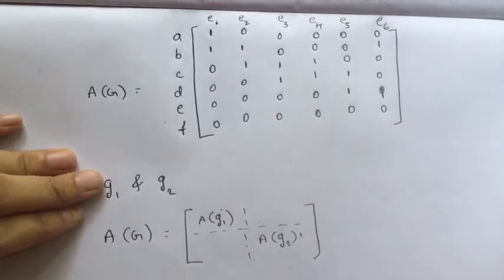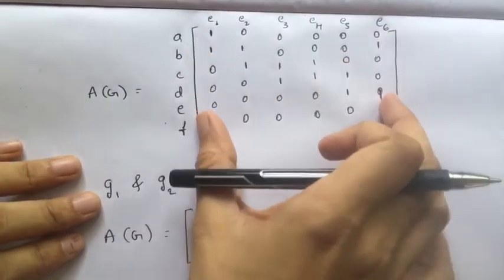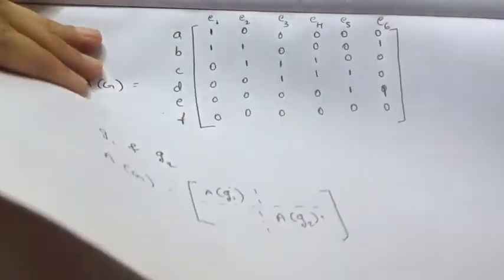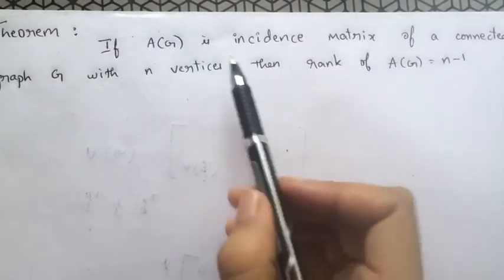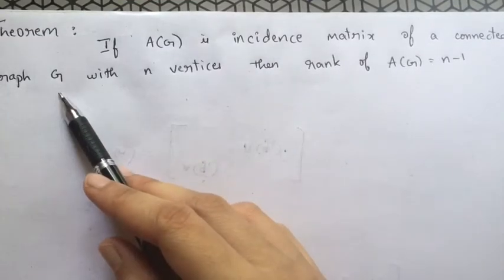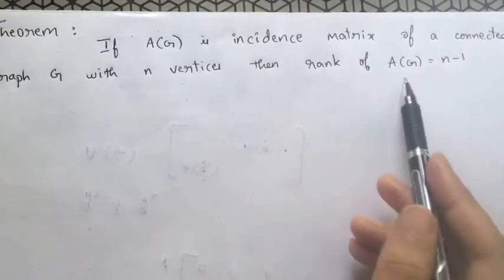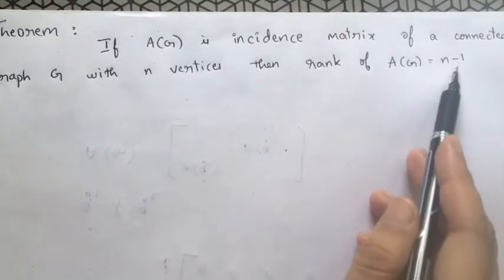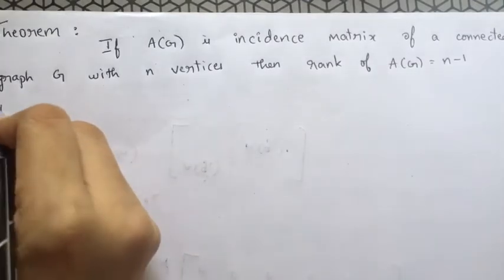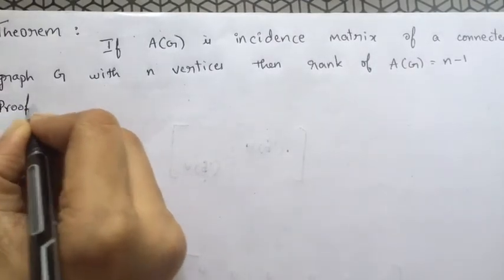Next is a theorem. In fact, we are going to find the rank of the incidence matrix. If A of G is the incidence matrix of a connected graph G with n vertices, then the rank of this incidence matrix is equal to n minus 1. So let us see how it is.